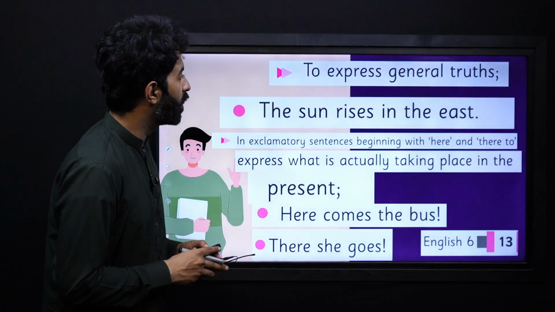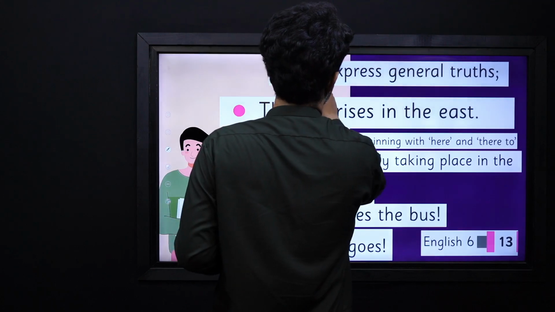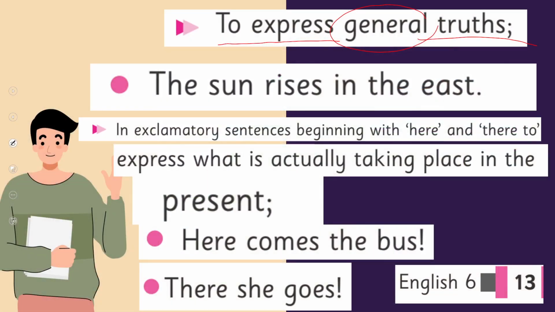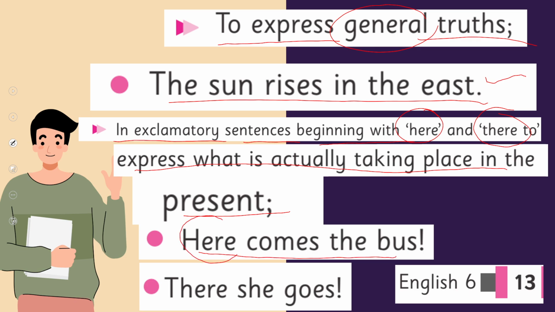Now, moving forward, we also use it to express general truths. For example, the sun rises in the east. We know it's a truthful statement, it's a fact. We also use it in exclamatory sentences beginning with here and there, to express what is actually taking place in the present. For example, here comes the bus. So we can know that by using these exclamatory sentences, simple present tense is being used.